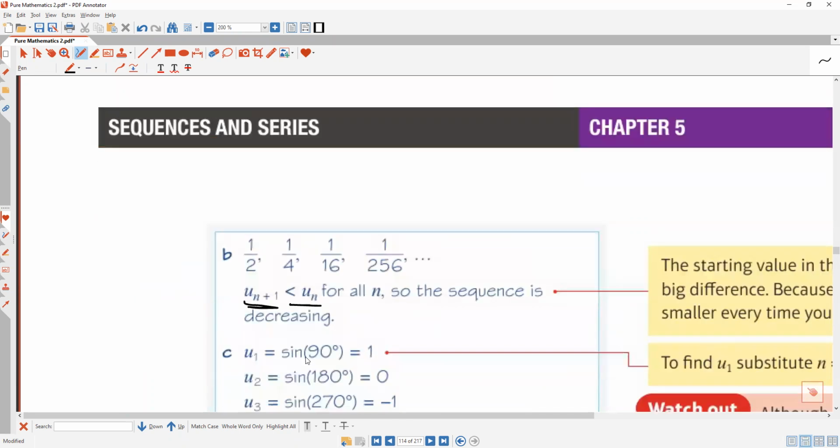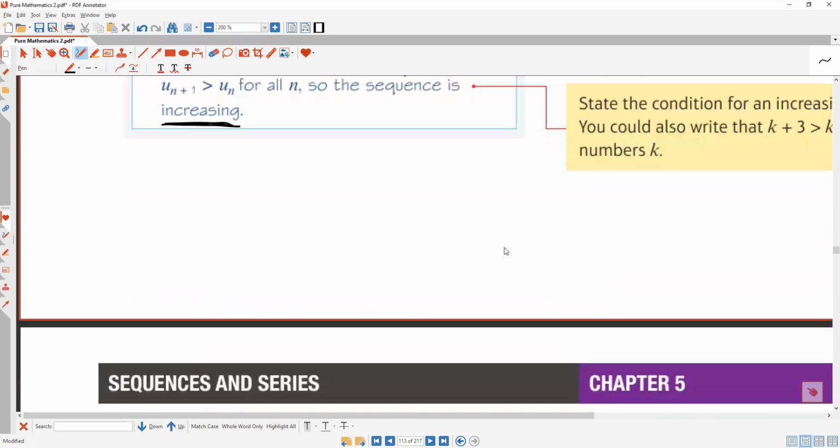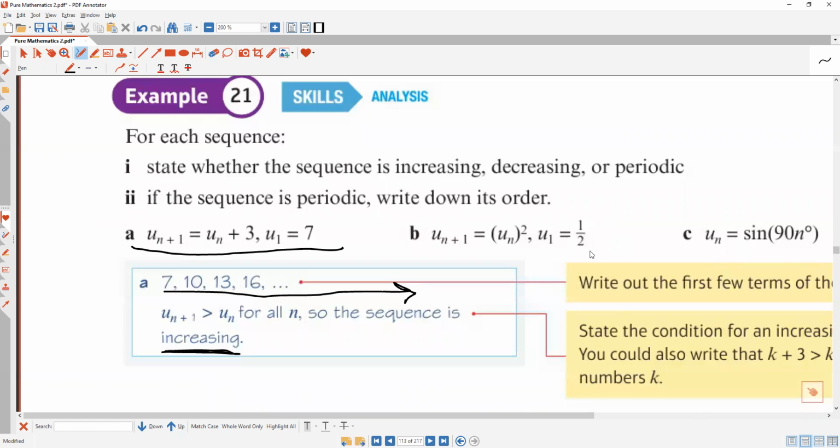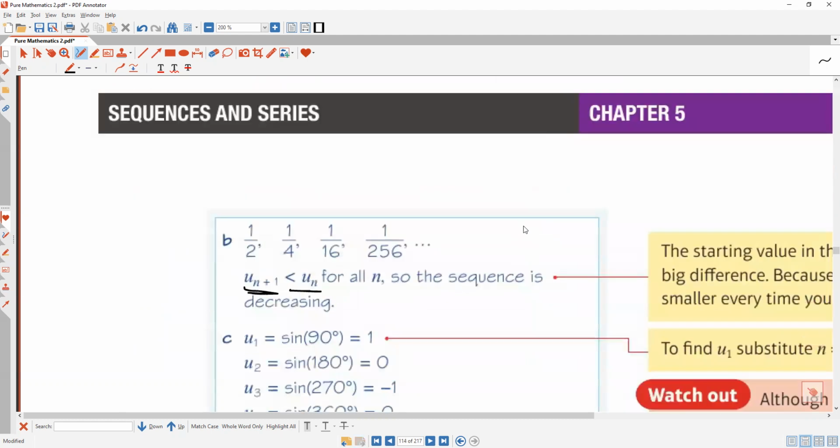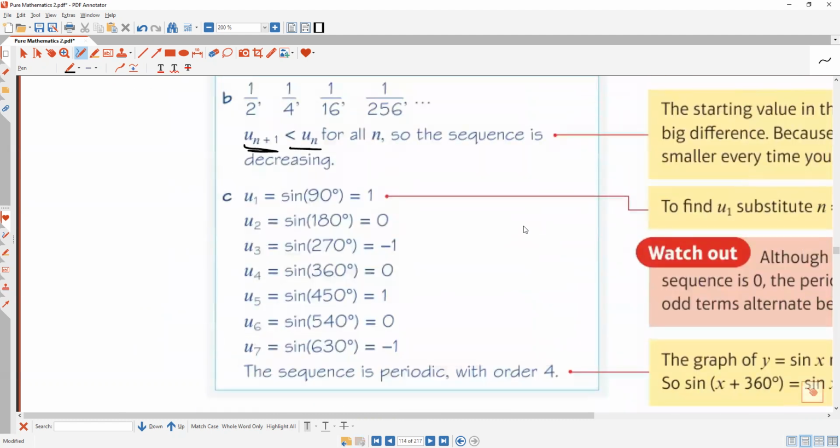Okay, now let's talk about sine 90n. What did they say? Sine 90n: 90 into 1, 90 into 2, 90 into 3, and so on. Okay, this is periodic. Why is it periodic? Because your numbers are repeating again and again.